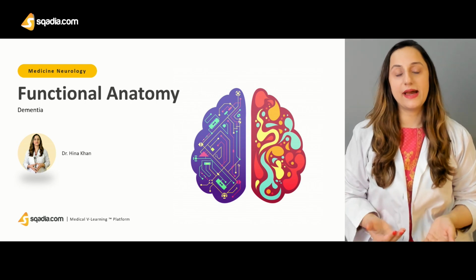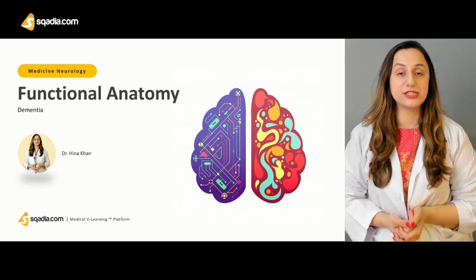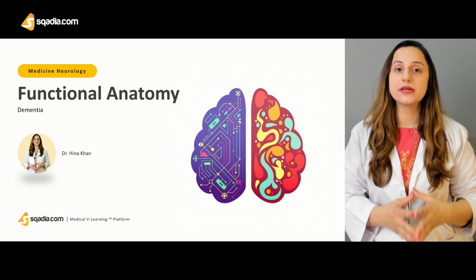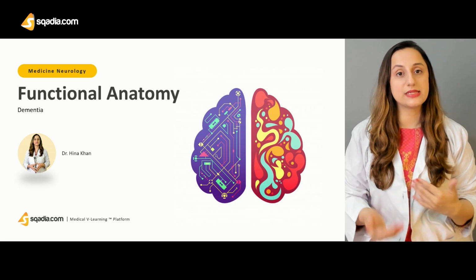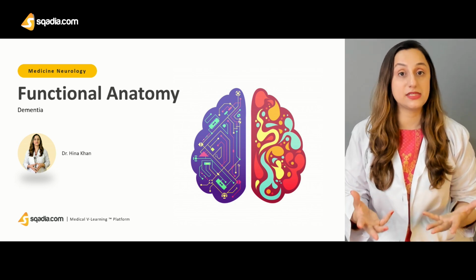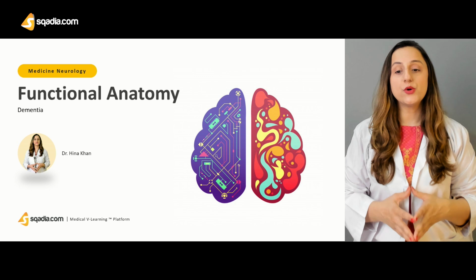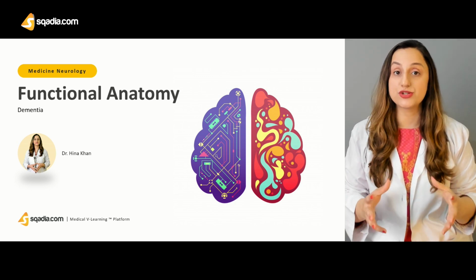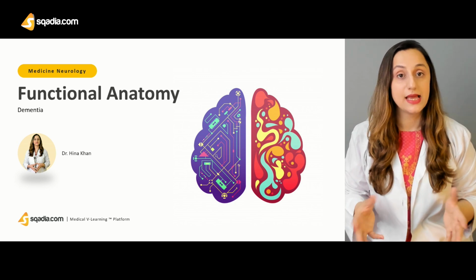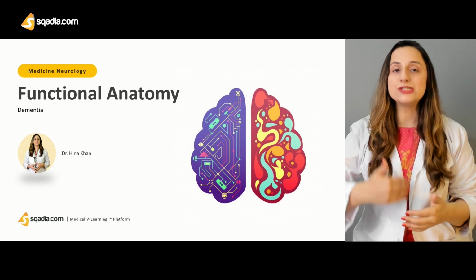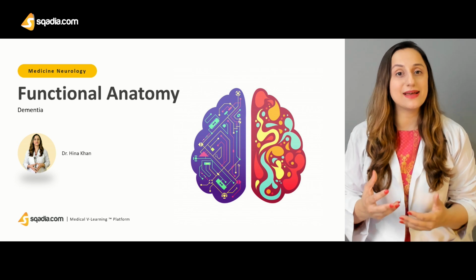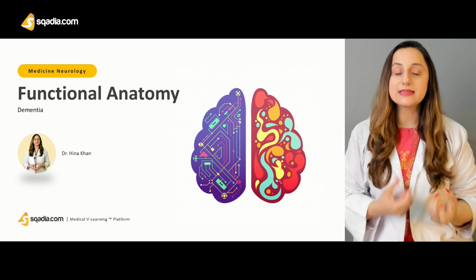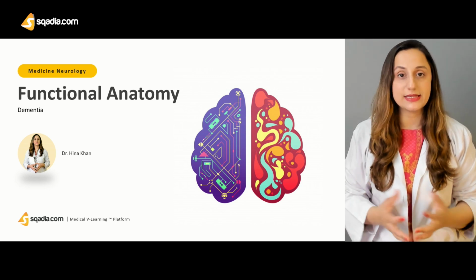Now, to have a better understanding of the condition of dementia, we must be well versed with the anatomical features related to the development of this condition. You all must know the basic structure of the cerebral cortex. It is thrown into folds, which are known as sulci or gyri. They are the foldings that are present in the cerebral cortex.